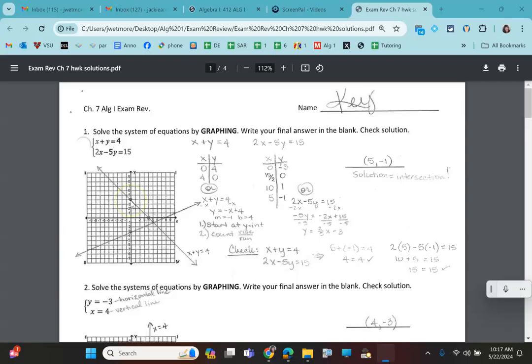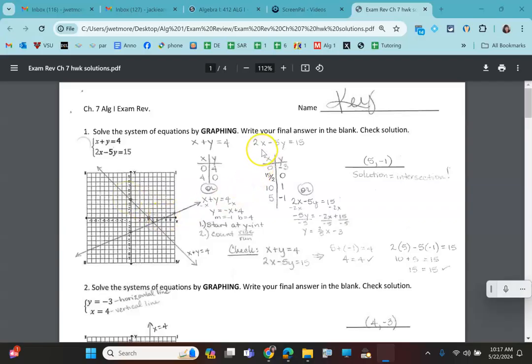Any whole number, if you write it as a fraction, for negative 1 that would be negative 1 over 1. So I'm going to rise a negative 1 and run a positive 1. From right here, rise a negative 1, run a positive 1, and repeat. So you can see that's giving me that same line.